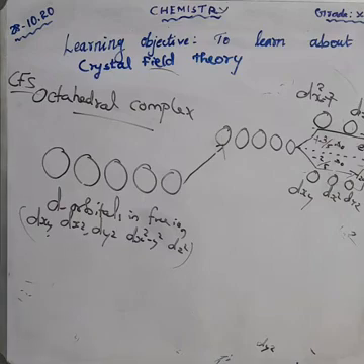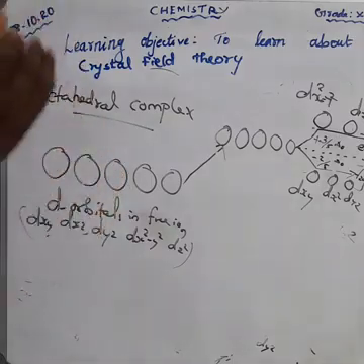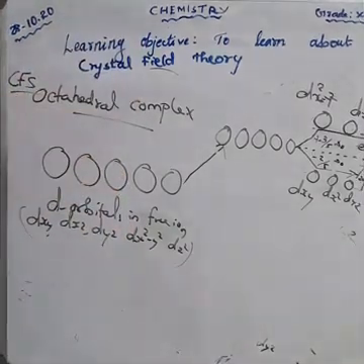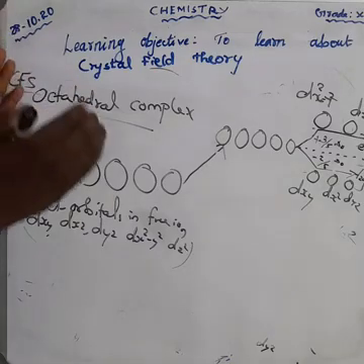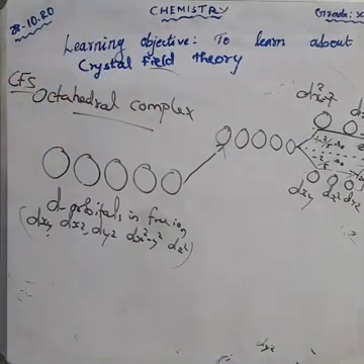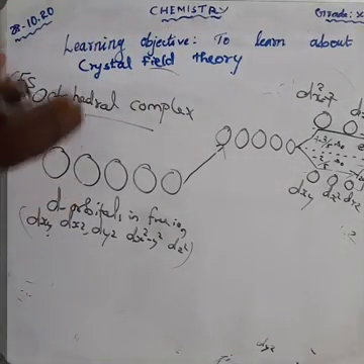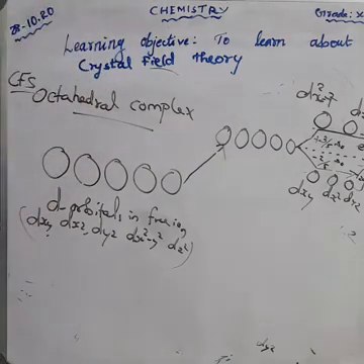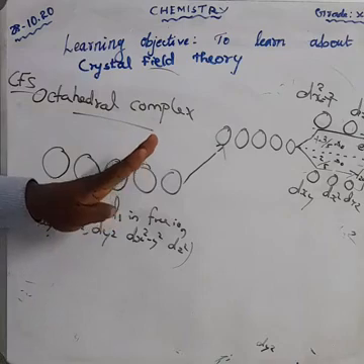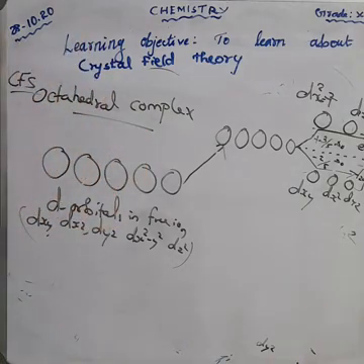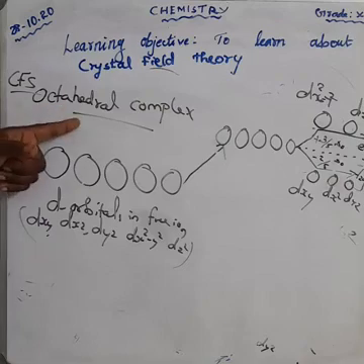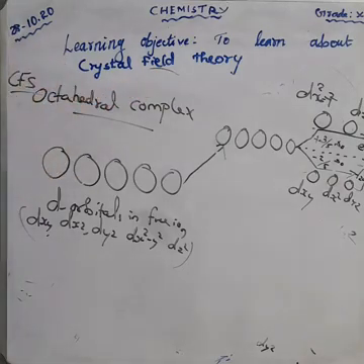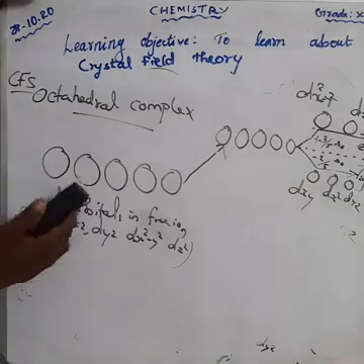What is an octahedral complex? Octahedral complex means 6 ligands are approaching the central metal ion. Octa means 6 ligands, don't forget that. Suppose the question is asked: draw the crystal field splitting of tetrahedral complex. Tetrahedral complex means 4 ligands are approaching the central metal ion. Here the diagram is octahedral, with 6 ligands. We can discuss the tetrahedral complex next.